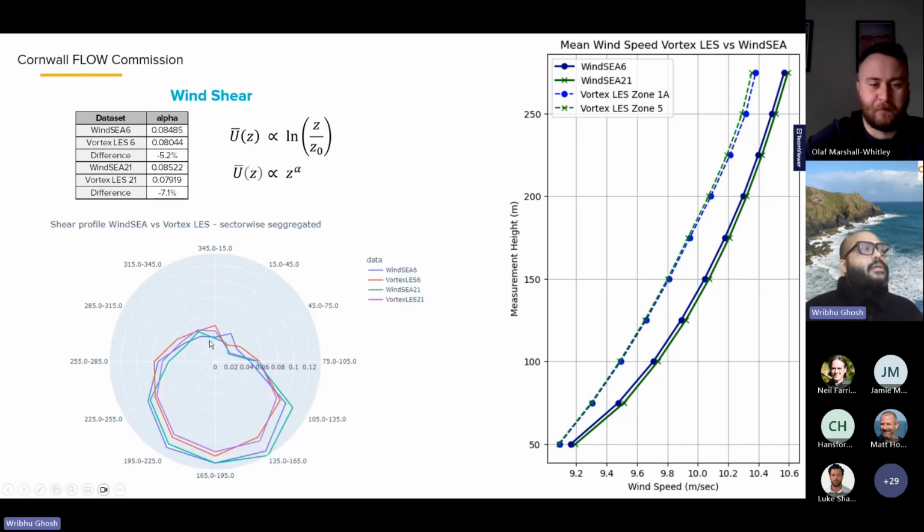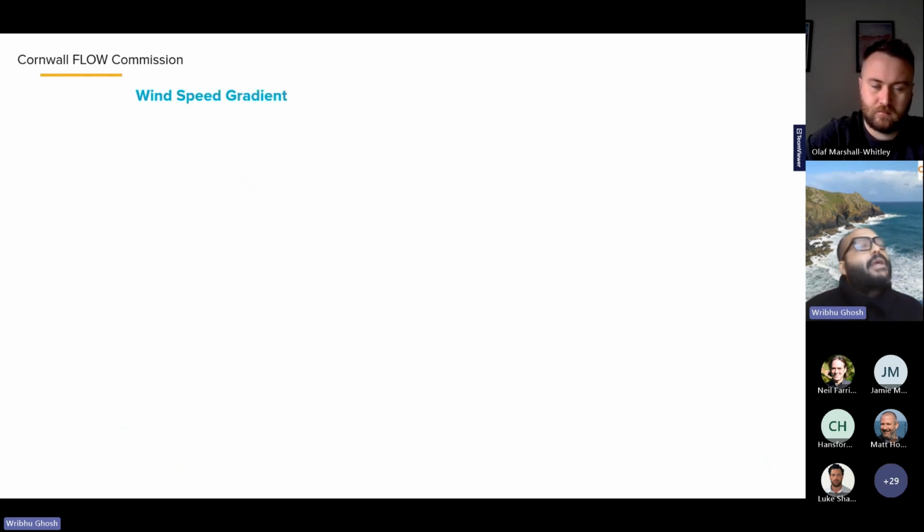We segregated the shear profile into 30-degree sectors. The model does capture this, but it still underpredicts slightly in the southerly direction, and especially southwest, which is the dominant wind direction. We need to find this out more.